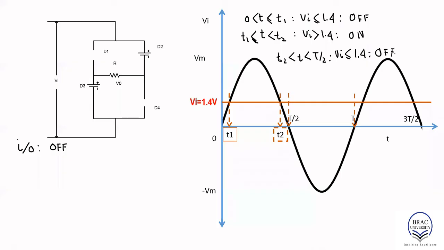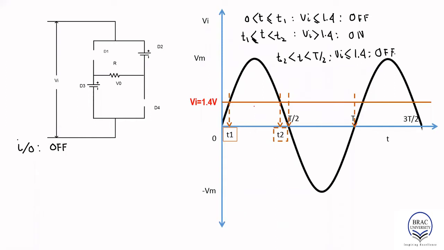Welcome everyone. In this unit, we're going to find out the input-output relationship when the diode is on and when the diode is off. We found out in the previous unit, after drawing the transition state line, which is Vi equal to 1.4, that we have the T1 instant when Vi is equal to 1.4 occurs, and the T2 instant when Vi is equal to 1.4 occurs.